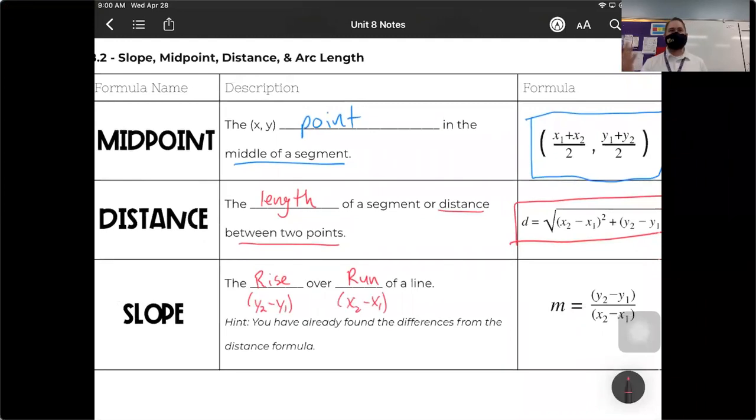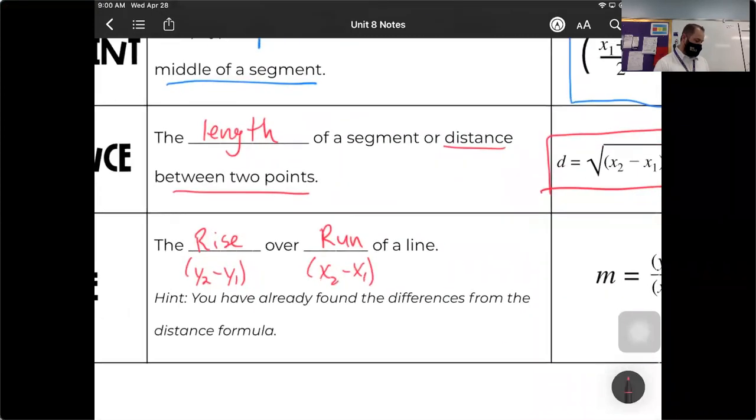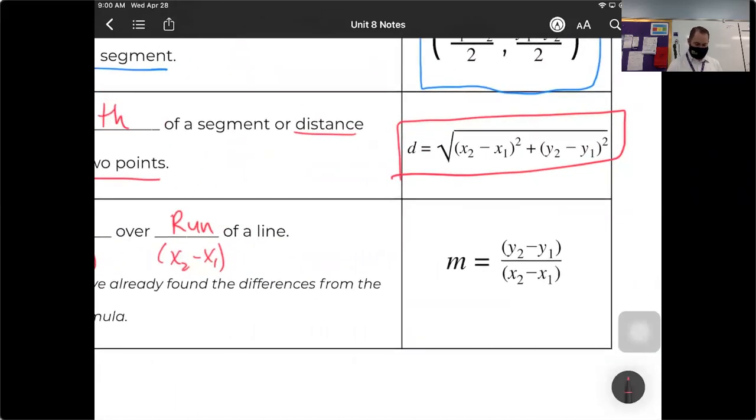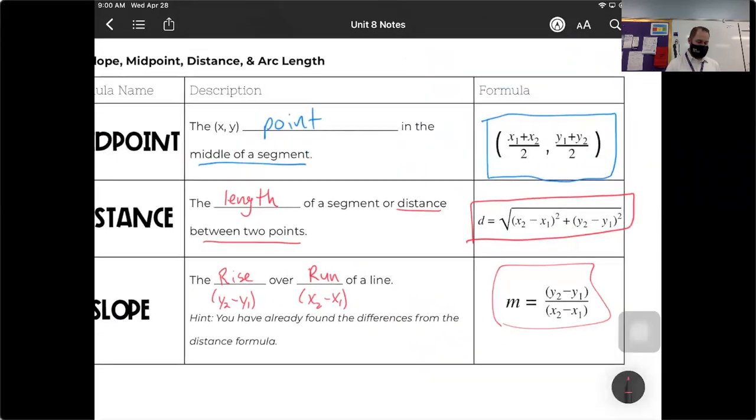You'll notice those are also parts of the distance formula, right? So pay attention to this little hint here. You've already found the differences of y's and x's from the distance formula. So if you're finding all three formulas for the same two ordered pairs, you can kind of shorten your work a little bit because you're doing this part over and over. Okay, so let's go ahead and turn the page and practice this.